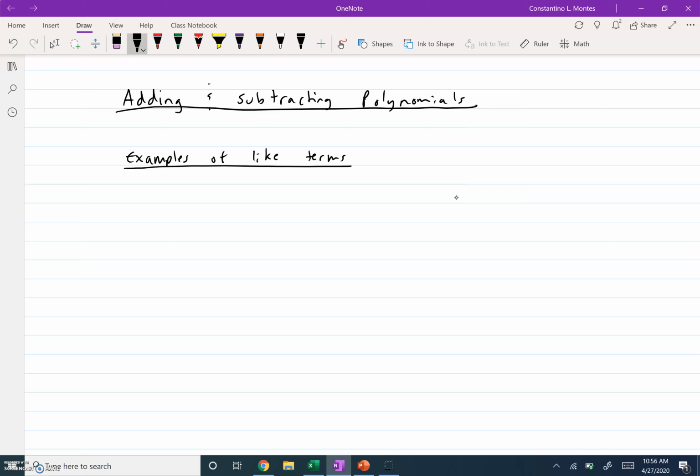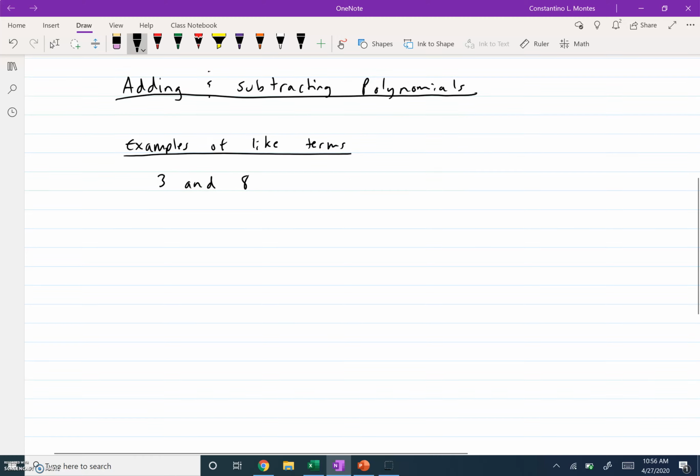We have things like 3 and 8. I can combine 3 and 8. I can subtract them. I can add them. Those would be considered like terms because I have a constant and a constant. So I could subtract them or add them with whatever operation I would like to do as far as those two.